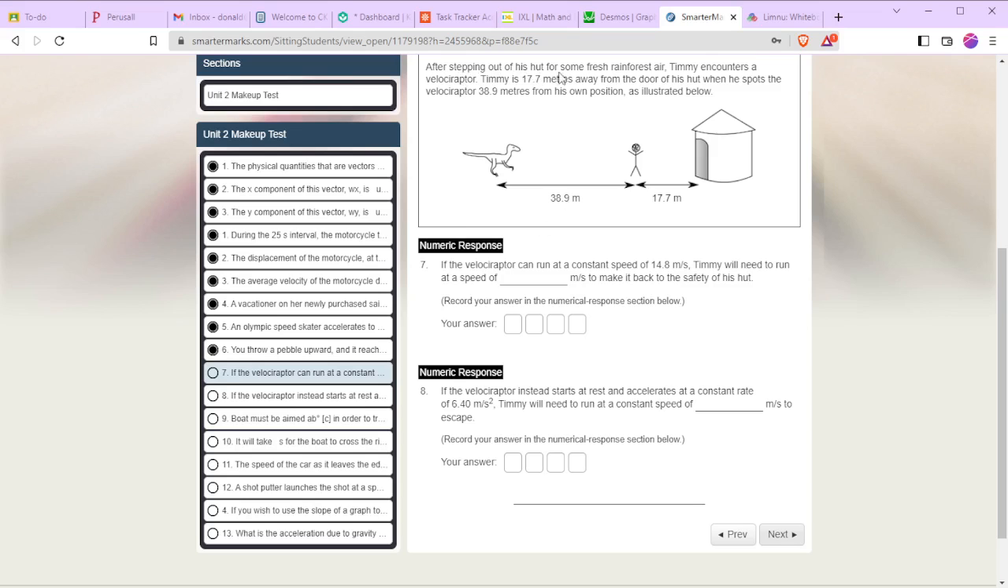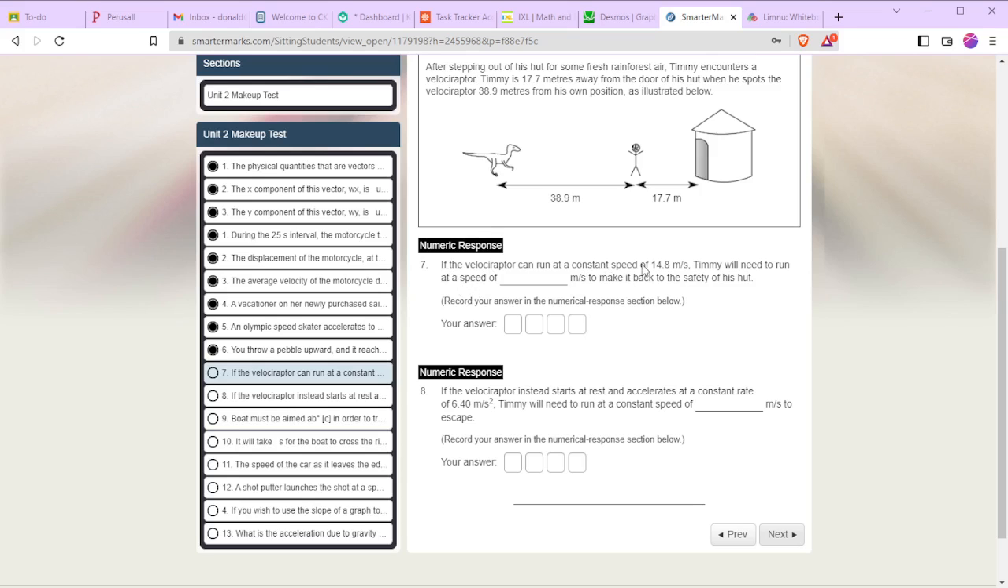Now, after stepping out of his hut for some fresh rainforest air, Timmy encounters a velociraptor. Timmy is 17.7 meters away from the door of his hut when he spots the velociraptor 38.9 meters from his own position, as illustrated below. If this diagram is to scale, this is clearly a movie velociraptor, considering the real velociraptors were more like large chickens, small turkeys in size.